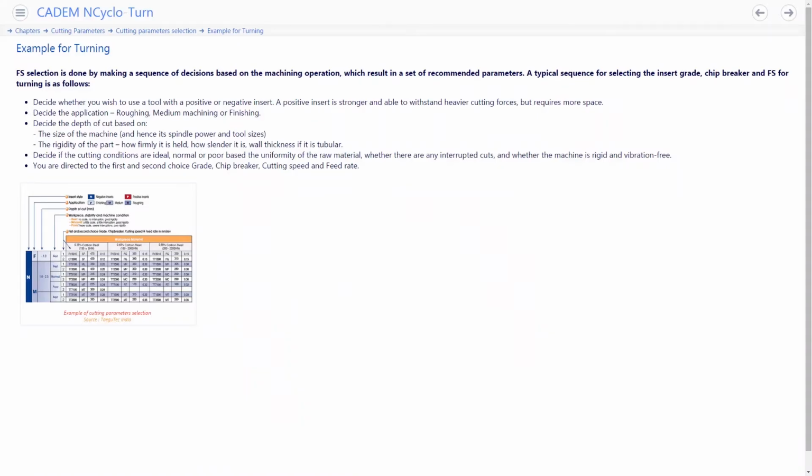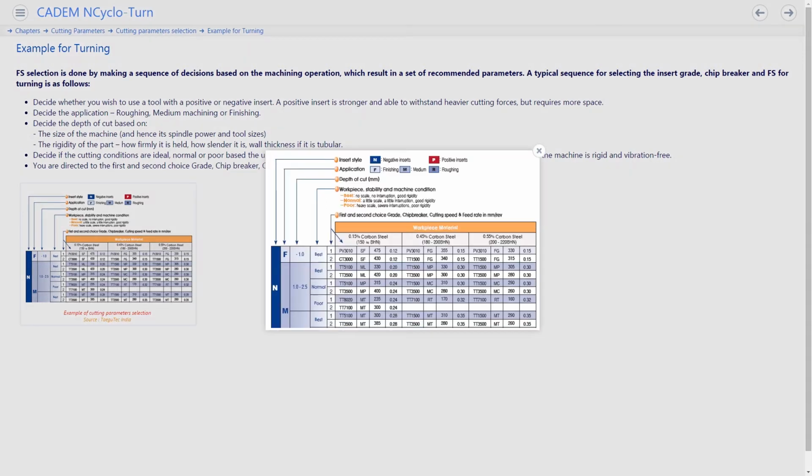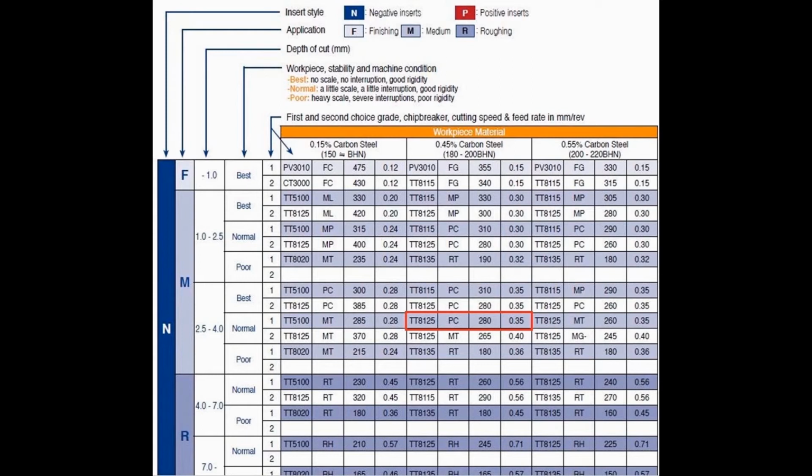Every cutting tool manufacturer has cutting parameters tables in tool catalogs. To decide cutting parameters for an insert, we just refer to the catalog of the manufacturer of the insert. This chart, for example, is for Tegutex catalog for turning inserts. To understand this explanation, you will need to remember some concepts that were covered in the earlier lecture on cutting tools, like negative and positive inserts and insert grade.